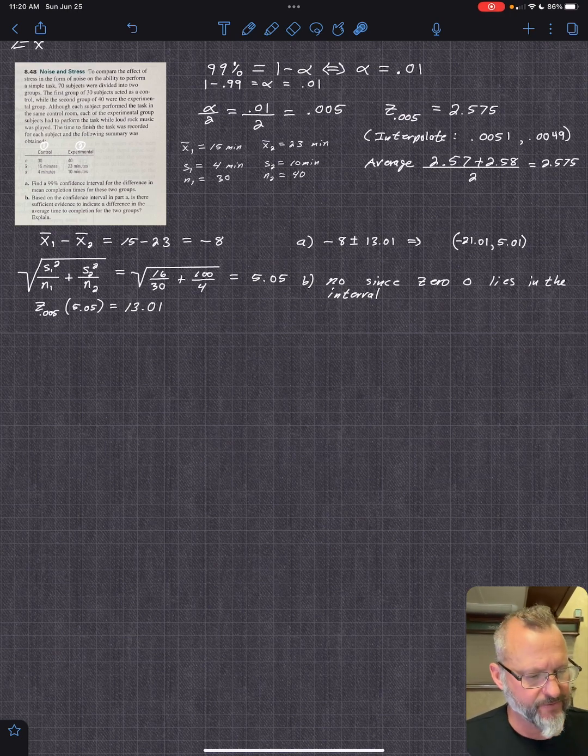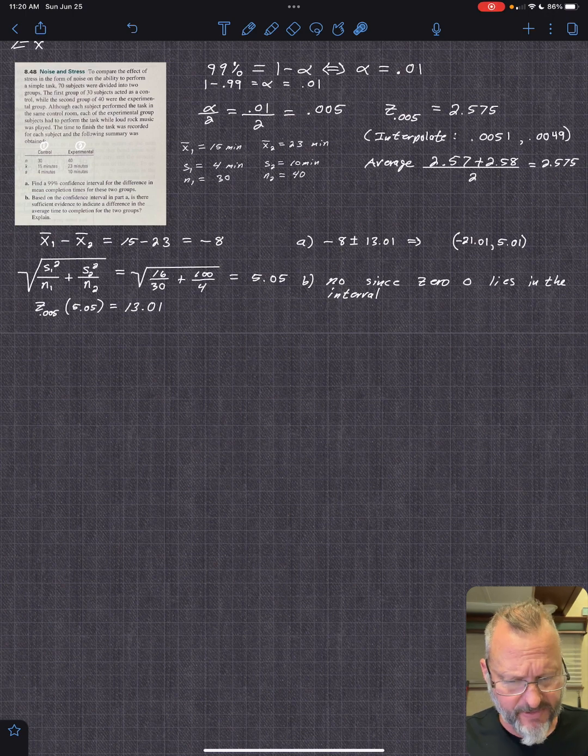So that might give you reason to continue the study. That's kind of how you do things. But it does not imply by the data specifically that there's definitely a difference. And that's how you interpret things in statistics.